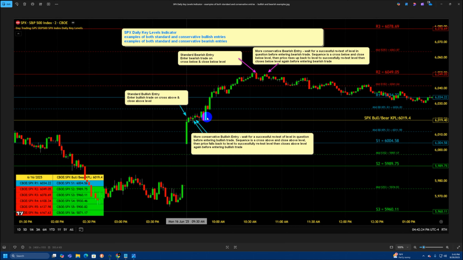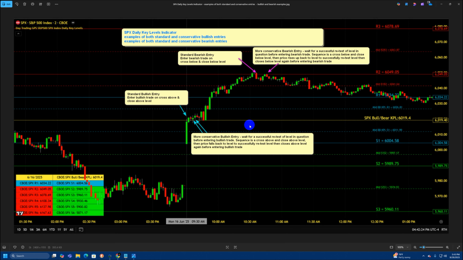Now, just to clarify, the stop loss on either one of these entries down here, whether you took this standard bullish entry or the more conservative retest-required bullish entry, your standard stop loss is the first midpoint level below the level in question you're taking the entry from. In this case, on this sequence, this is taken from the bull bear KPL, so your standard stop loss is the first midpoint level below the bull bear KPL, so that is this level here.